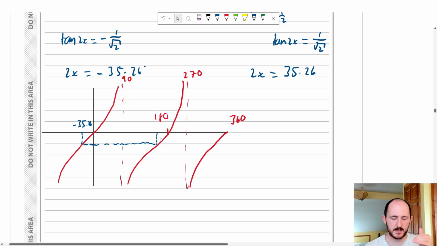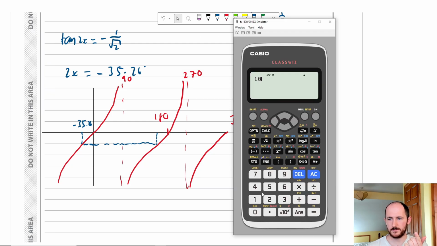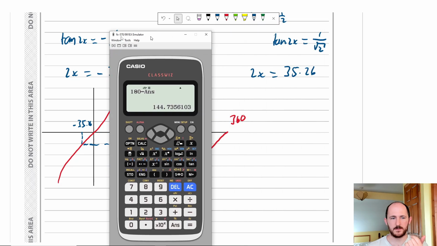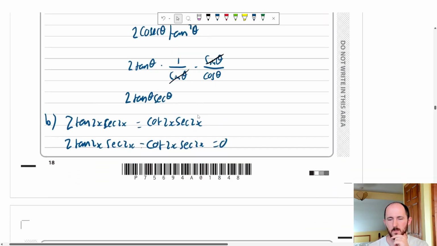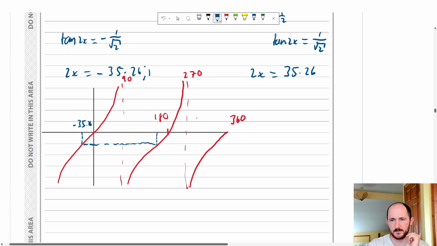Now the way I do it is I don't use the CAST diagram, don't use rules. Instead I use symmetry. Because this graph is symmetrical, going from minus 1 over root 2 to 0 is the same as going from minus 1 over root 2 to 0 here. So this gap is also 35.26. So all I need to do is 180 minus 35.26. So let's just do that. There we are. Which is 144.7. Actually, does it say how many decimal places? 1. Let's say 144.74 then. And there's no other answers in that region, right? Because the next one is going to be over here, which is bigger than 270.